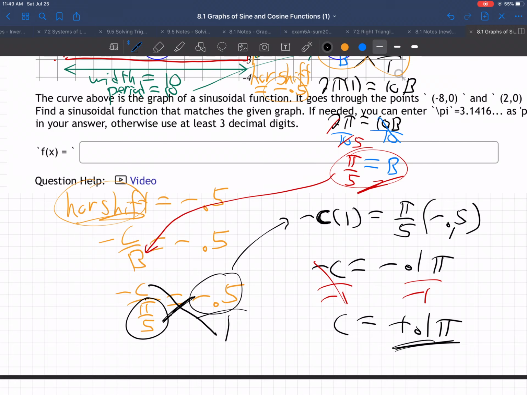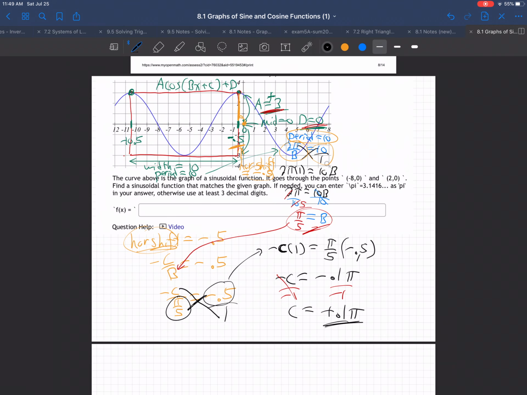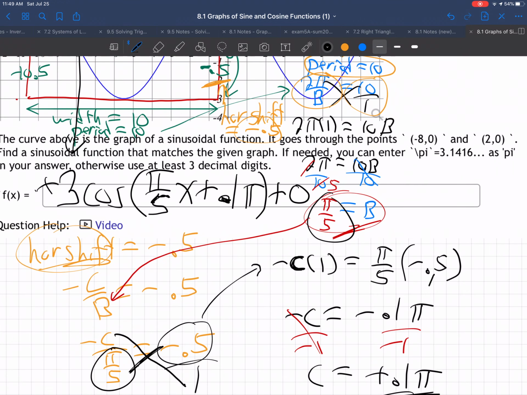We're done. So here it is then. It's A. What was A? 3, positive 3. Cosine B is pi over 5. Pi over 5 times x plus C, 0.1 pi. Plus D, and D was just 0. There it is. There is our formula.